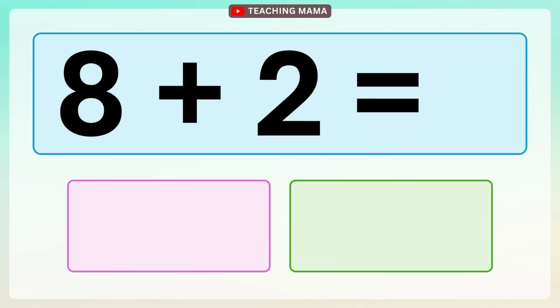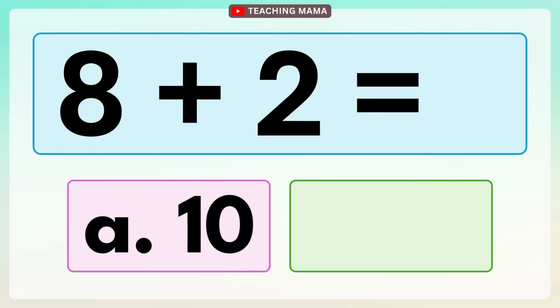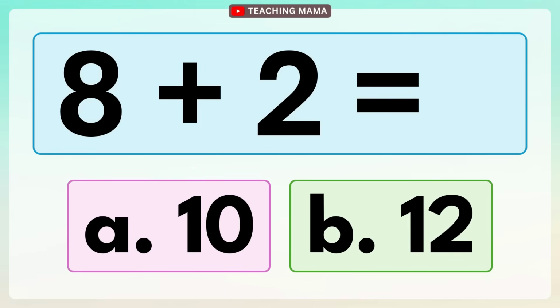Eight plus 2 equals A. 10 B. 12. What is the answer? A. 10.